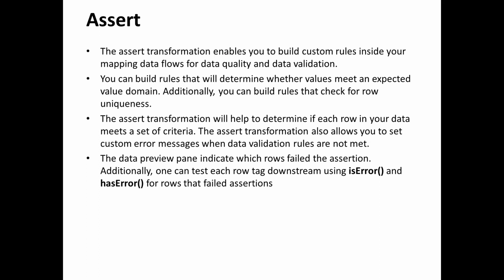Okay, so you can build those rules and determine whether values are meeting the expected output or not. Okay, and then you can check uniqueness also. Sometimes you might get a duplicate record also, right? So how do you check the duplicate records?